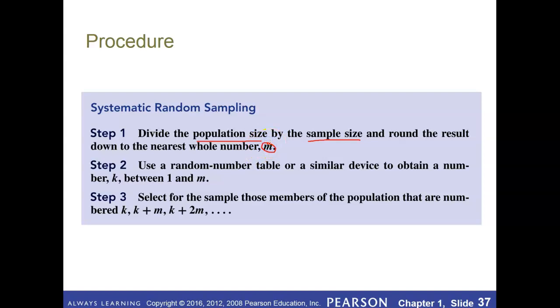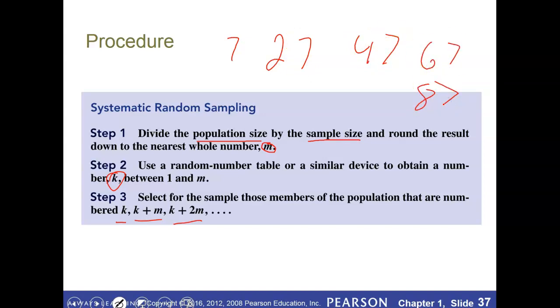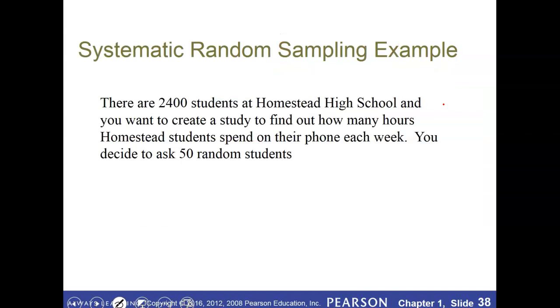And then we wanted to find a number to begin with between 1 and 20, so we used our generator on our calculator to do that. We could call that number K. Suppose that is the number 7. So we would start by picking the 7th rectangle, and then it says select for the sample those numbers of the population that are numbered as K, then K plus M, which would be 7 plus 20, and then 7 plus 40. So we would have 7, 27, 47, 67, and 87 as our sample. Let's see how that would work in a situation like this.